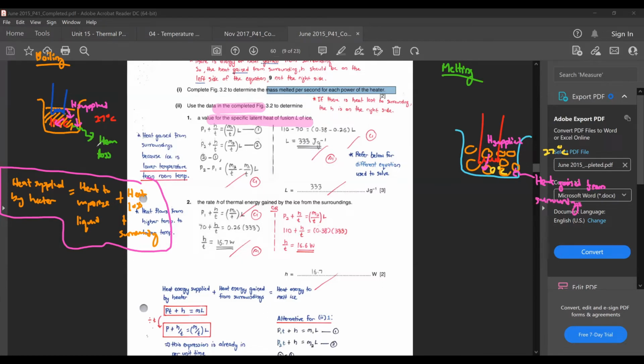Okay, so the direction of heat flow from surroundings or to surroundings will be different between boiling and melting. For the case of boiling, the water itself is at a higher temperature than the surroundings, so heat energy will flow away from it. That's why you have heat loss. But in the case of ice, where the temperature is 0 degrees, its temperature is lower than the surroundings. So heat energy flows from higher temperature to lower temperature. It will flow towards the ice.